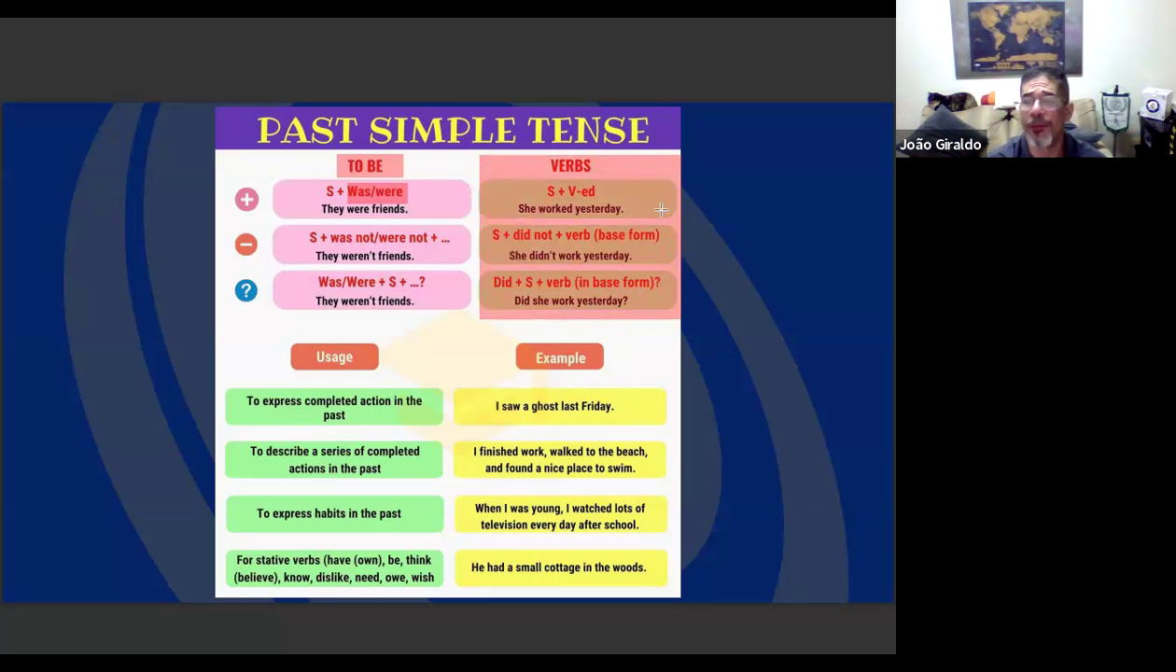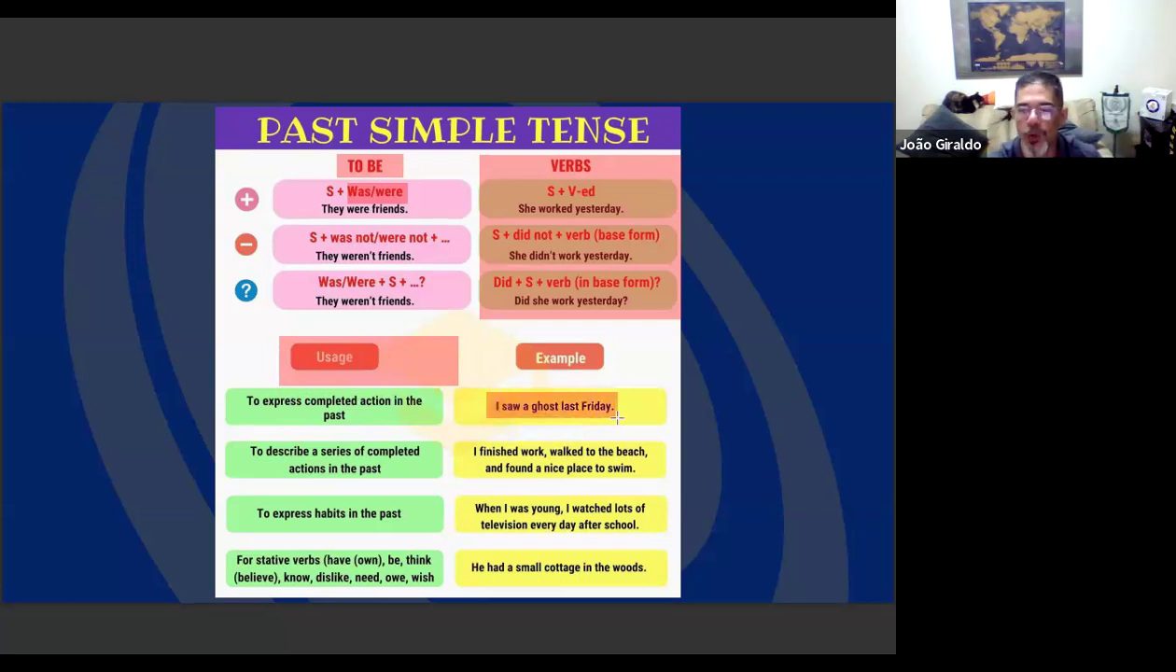The regular form with ed, when you use the auxiliary verb, returns to the infinitive or the base form. To make the interrogative, you put the auxiliary verb in front. Here are some examples of usage, the way you are going to use your sentence. For example, to express a completed action in the past, so the action is complete or finished.